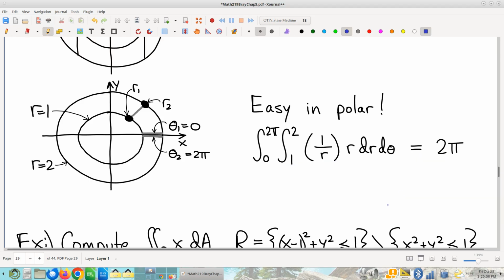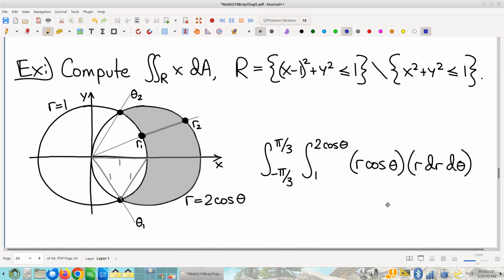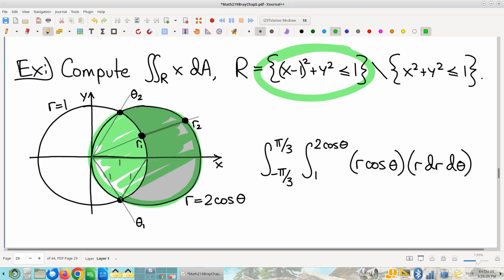All right. Moving along, another example. This one's a little bit harder, but not so bad, really. So we have here a disk. That's this disk right here. And this says we're going to exclude all of the points that are in that disk.